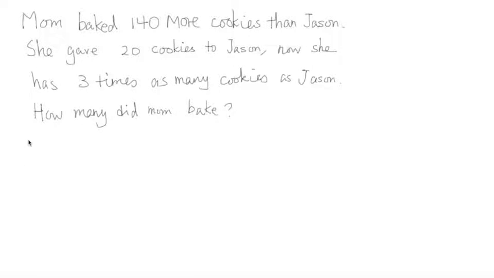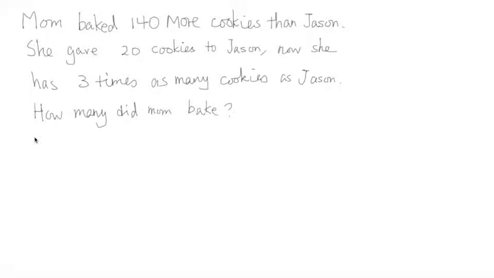Here, we know that the mom and Jason are baking cookies, and the mom baked 140 more cookies than Jason. So that sounds like we know the difference. But there's a little twist. Because Jason had so little, mom decided to give 20 of her cookies to Jason. So after this exchange, now we know that mom has 3 times as many cookies as Jason. And the question is, how many did mom bake originally?